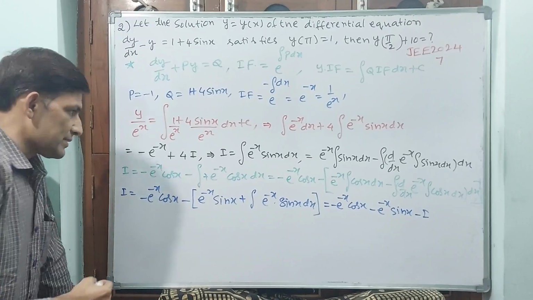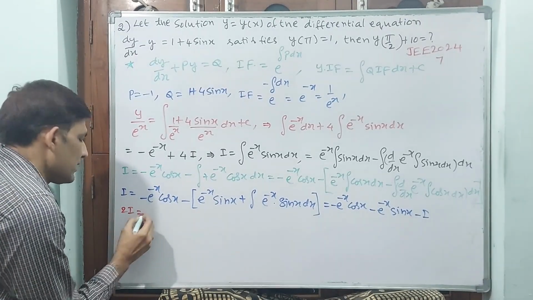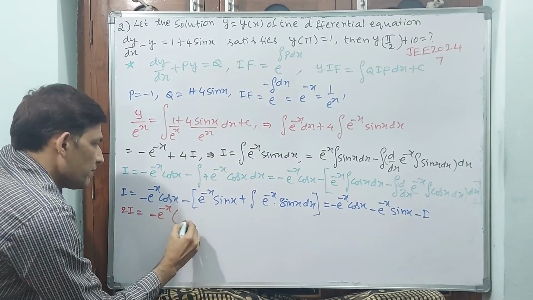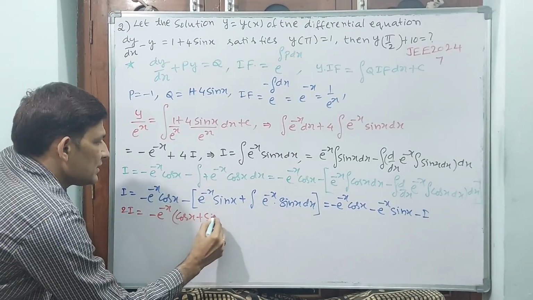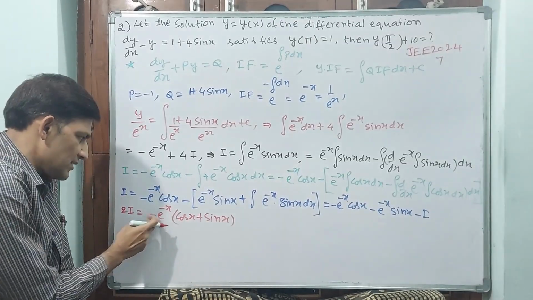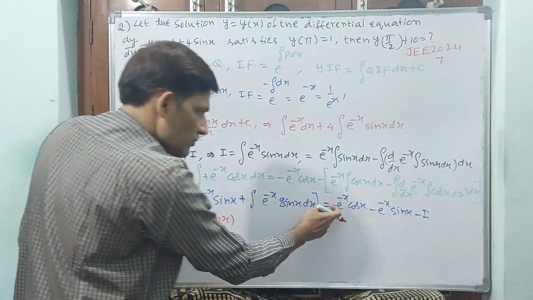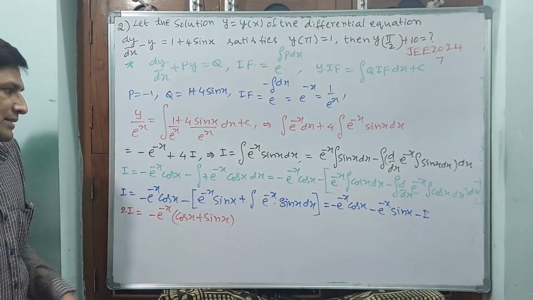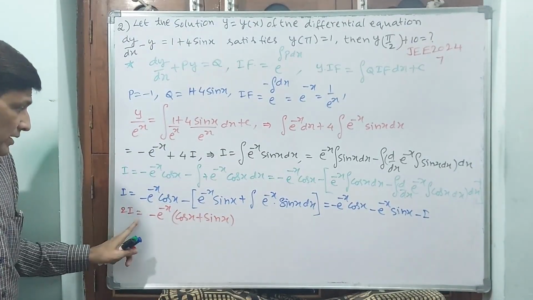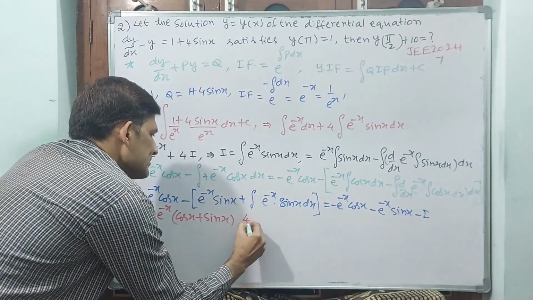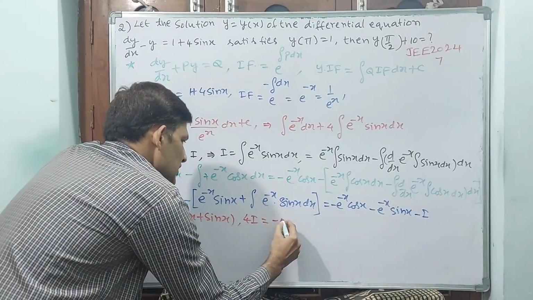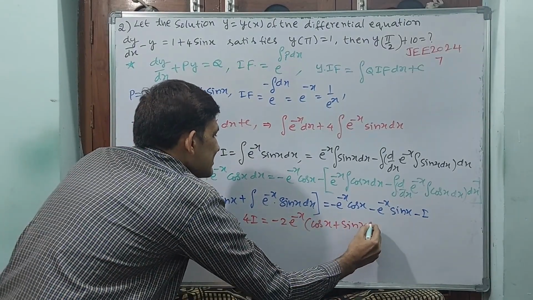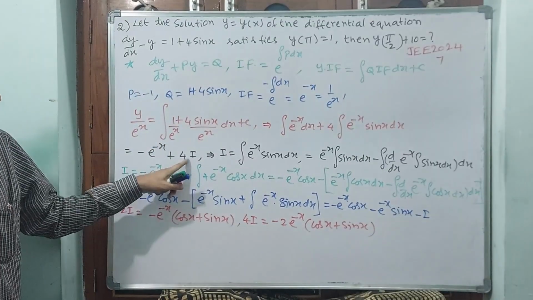Minus I, you send to this side. That means 2I. 2I is equal to minus e power minus x, if I take common, cos x plus sin x. Is it okay? Why? Because minus e power minus x cos x minus e power minus x sin x. This is 2I. What about 4I? 2 you take: minus 2 e power minus x cos x plus sin x. Directly submit it in this area, 4I.